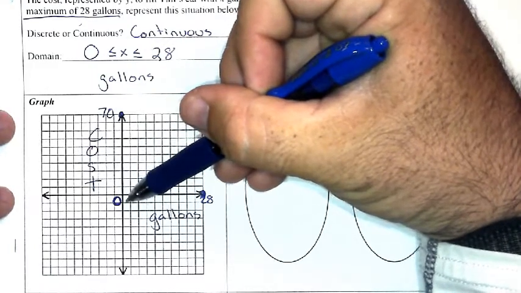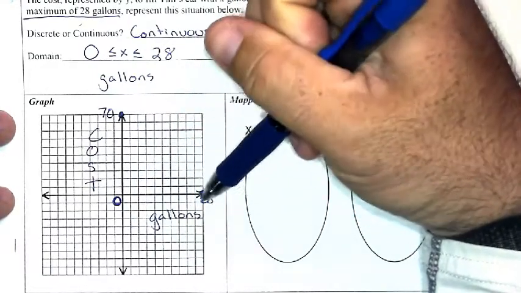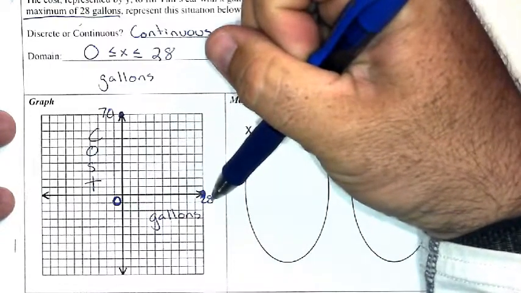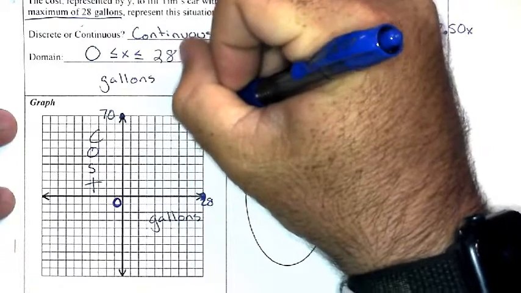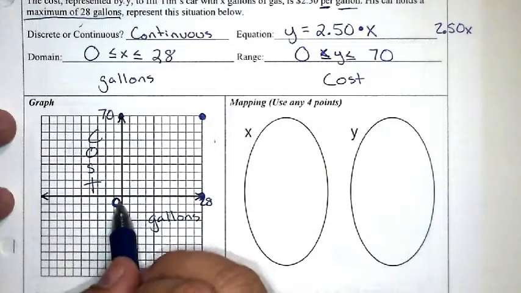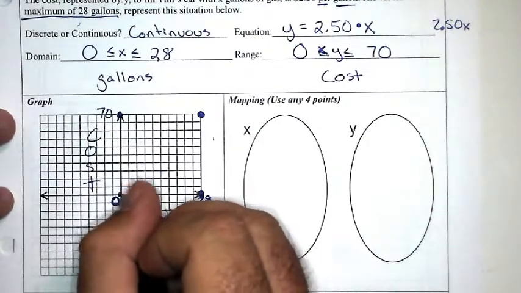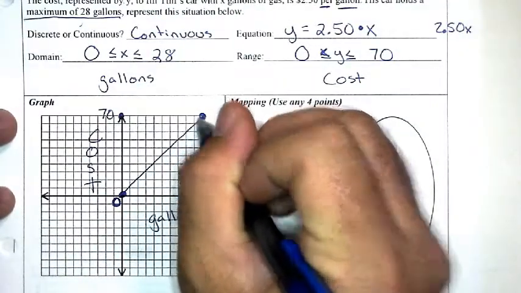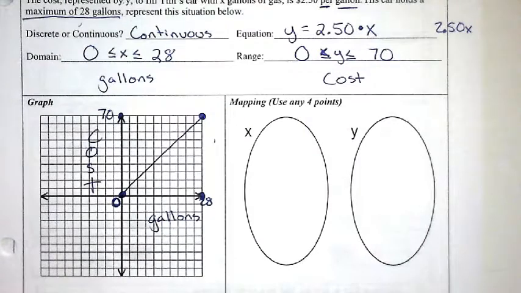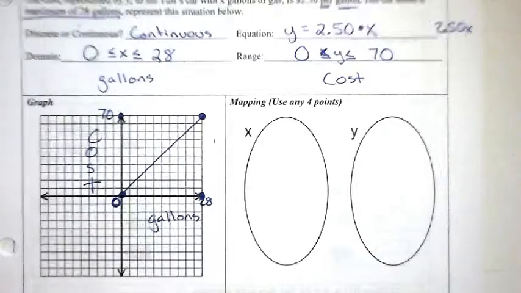I did my dots backwards. When I have 28 gallons to fill up, how much will it cost? $70. Okay. When I have 0 gallons of gas, how much will it cost? $0. Continuous means there must be a, starts with an L, rhymes with ein, line. If it's continuous, it must have a line.